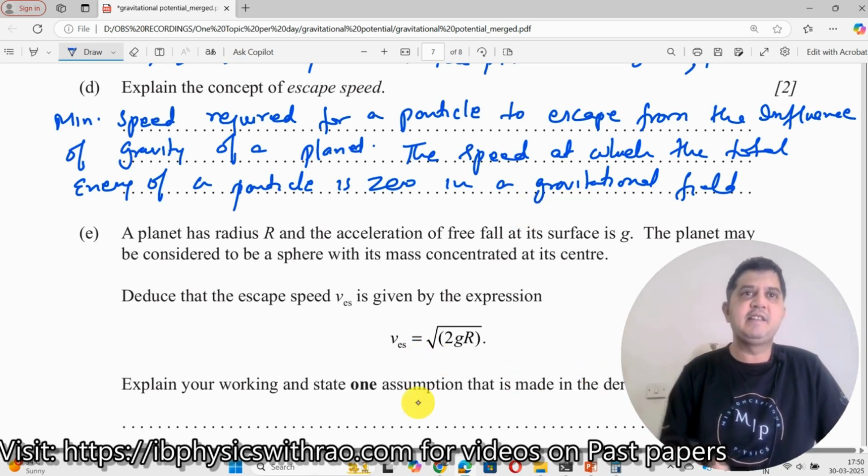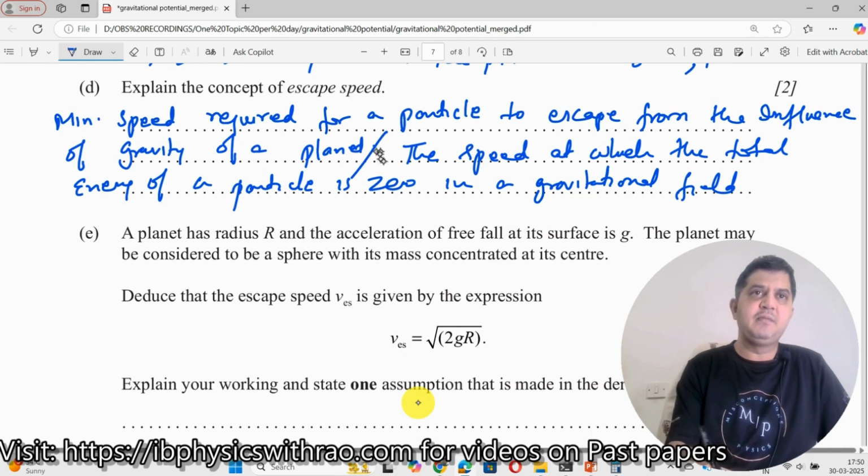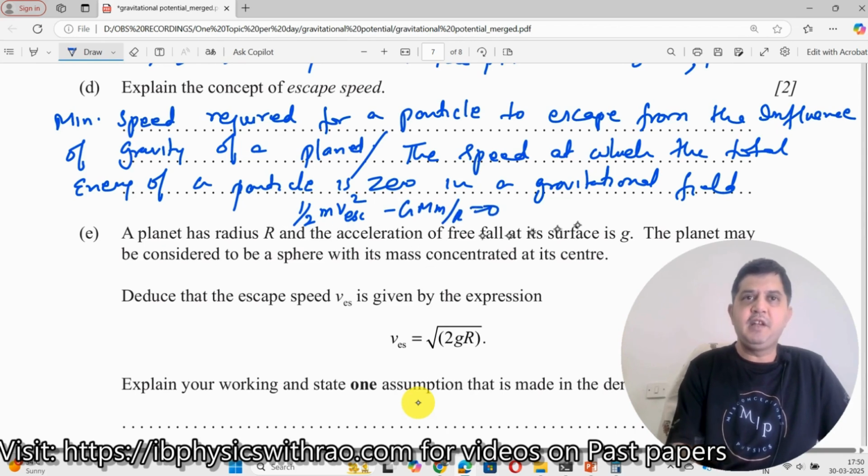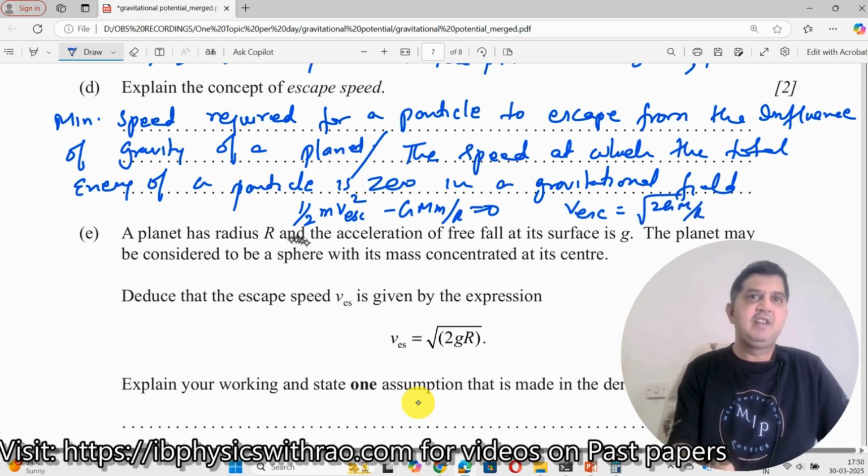You can write either; this definition is more apt. This is the definition which we use to calculate the value of the escape velocity. If you want, I can write it like this also: half m v escape square minus GMm by r is equal to 0. When you solve it, you get v escape is equal to square root of 2GM by r. In fact, this has not been asked. You need not write this over here. Don't think that you will get an additional mark by writing this.